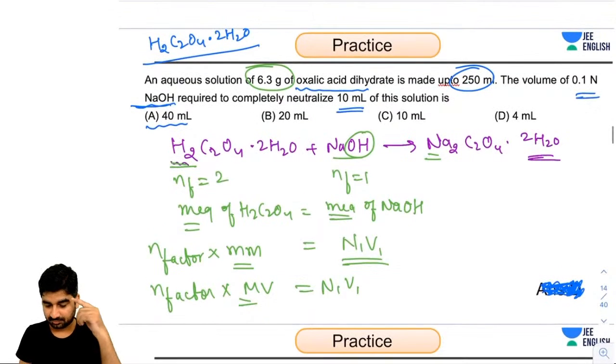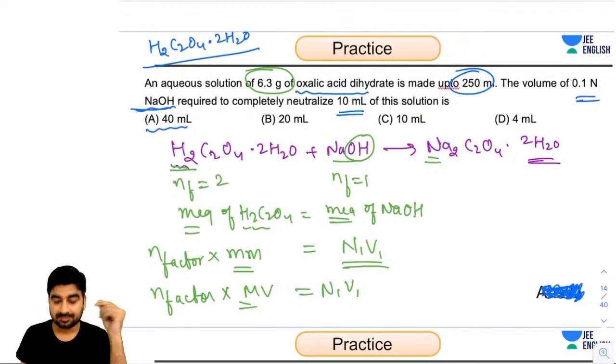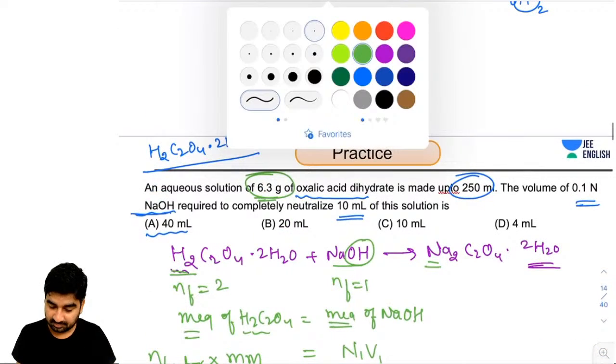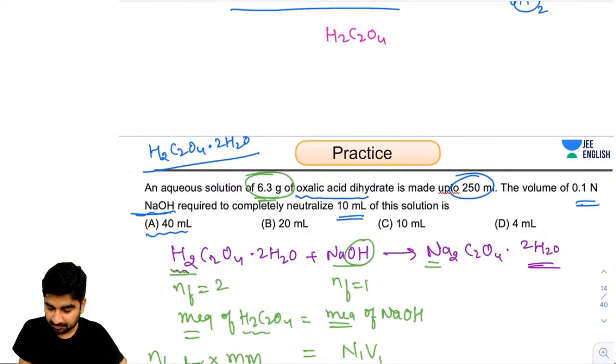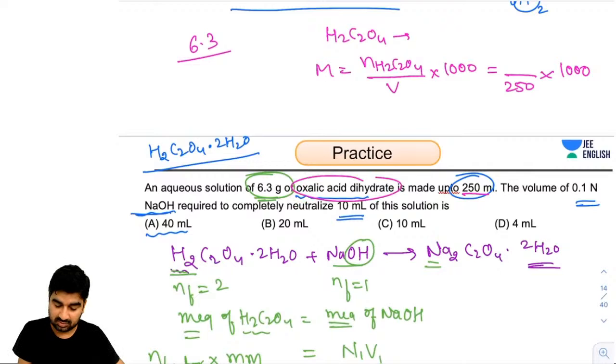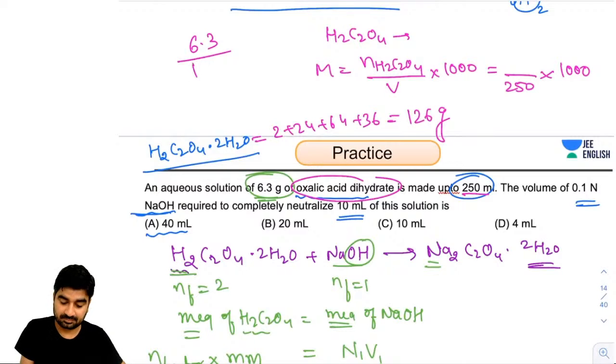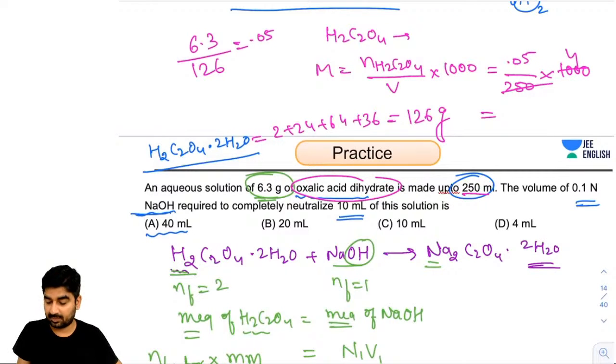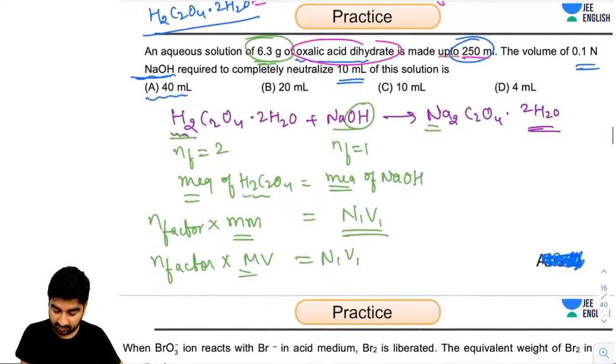So now calculate molarity of H2C2O4. Now 6.3 gram of oxalic acid is given, right? So molarity will be moles of oxalic acid upon volume into 1000. So volume given is 250 ml into 1000. And how many moles are there? 6.3 divided by the molar mass of oxalic acid, which is 126 gram. So how many moles will be there, guys? 0.05. So just 4 into 0.05 and you will get 0.2. So molarity will be 0.2.